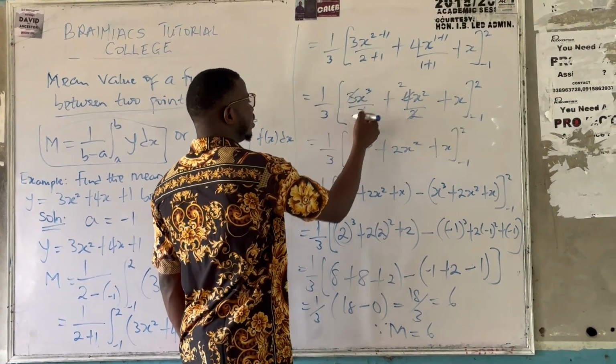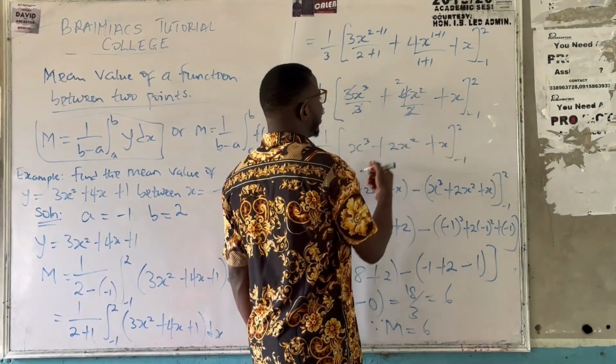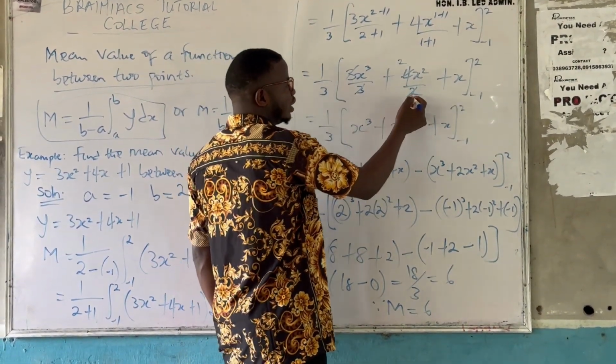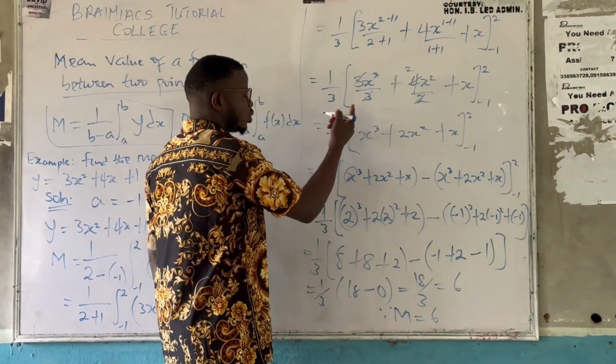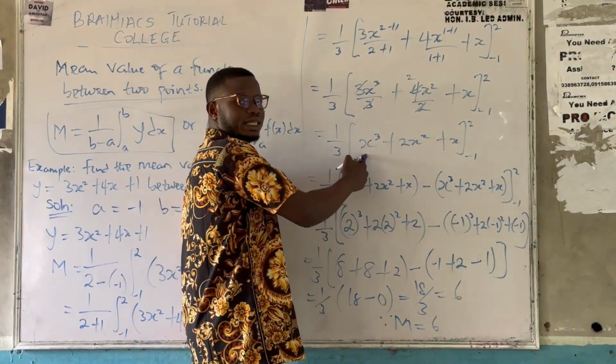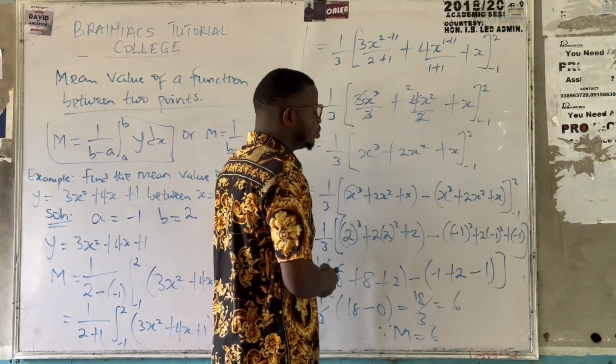2 plus 1 will give us 3. Then 2 plus 1, that's 3. Then this one will give us 4x squared over 2 plus x. So 3 will cancel 3. Then 2 goes into 4, that's 2 times plus x. So this one will now become 1 over 3, open bracket, x cubed plus 2x squared plus x. So minus 1 is here, then 2 will be there.